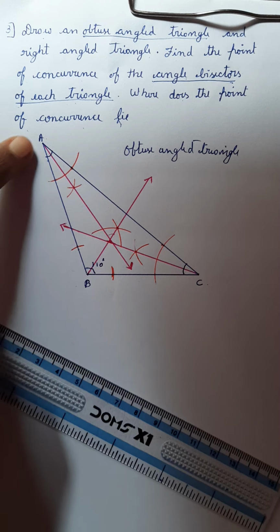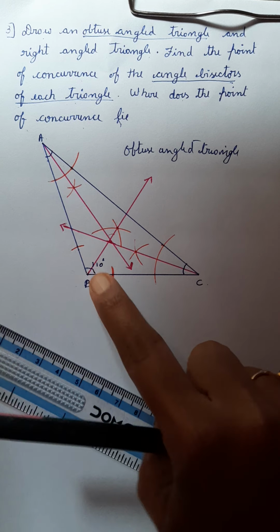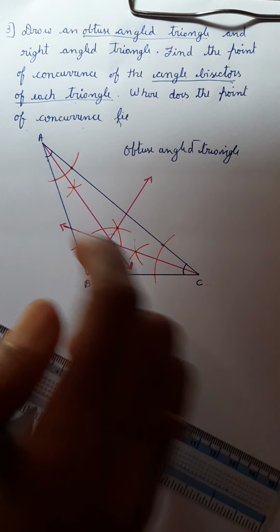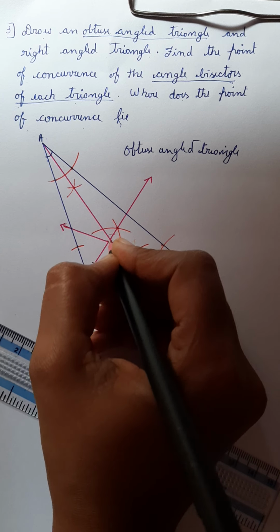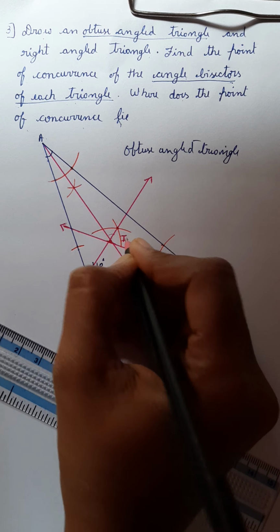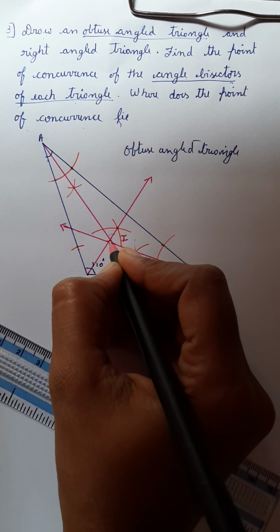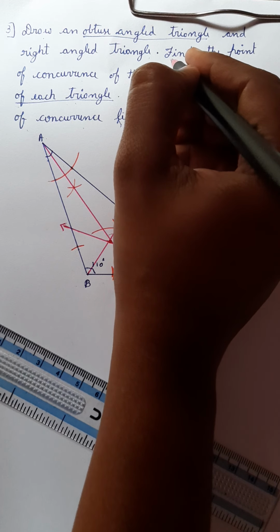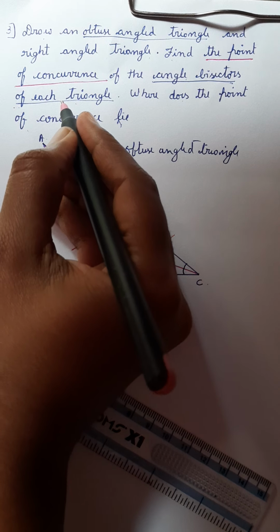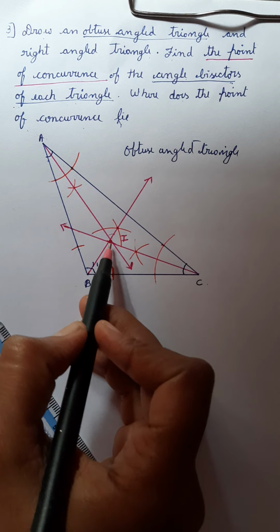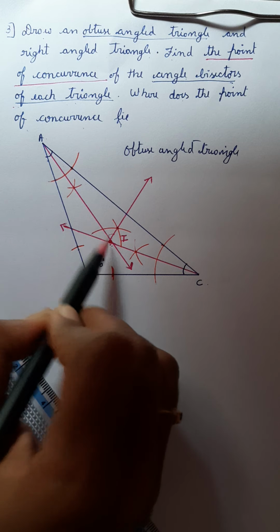Now see, the first angle bisector is this, the second angle bisector and the third angle bisector. All three meet in one point, and mark this point as I. This is called the point of concurrence. Find the point of concurrence of angle bisectors of each triangle. So the first triangle's angle bisectors are this. And what is the question?